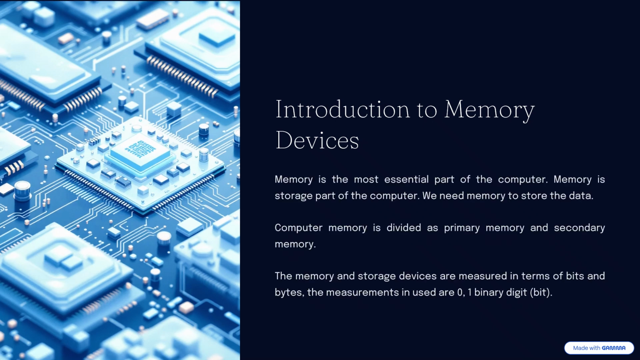So what is memory? Memory is the most essential part of the computer. The memory is a storage part of the computer. We need memory for storing data and instructions. Computer memory is classified into two different types: one is called primary memory, and the other is secondary memory.